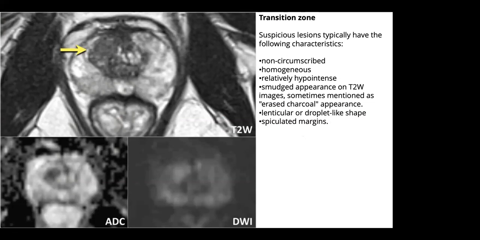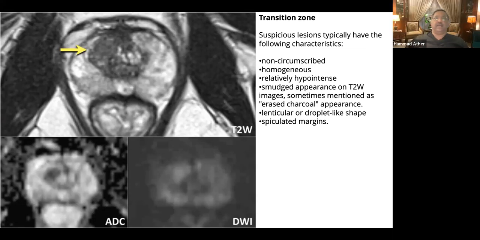So these kinds of appearances, which are well-defined versus ill-defined lesions, are usually of benign etiology. Non-circumscribed or ill-defined lesions are suspicious, which have marked hypointense signal on either T2 or ADC. Yes. Next slide.